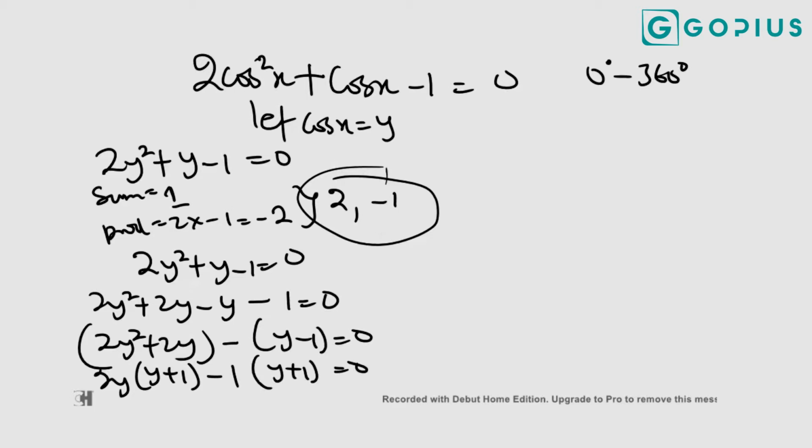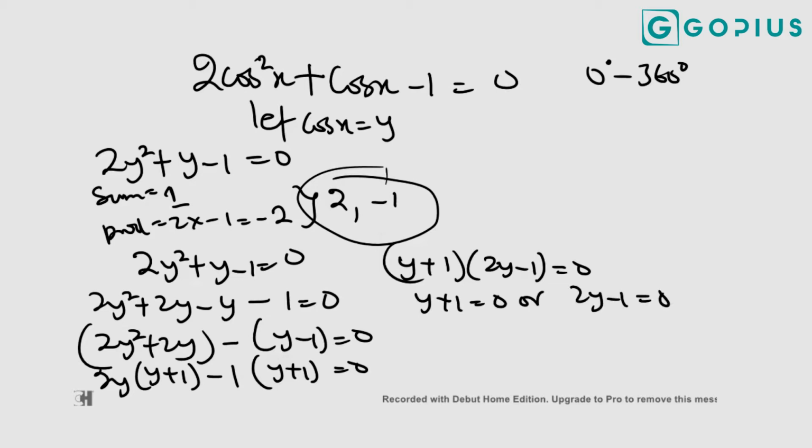Alright, so the 2 factors now, the brackets are the same, we pick 1, y plus 1, and what is outside is 2y minus 1. So y plus 1 equals 0, or 2y minus 1 equals 0. So here y is equal to minus 1, or 2y is equal to 1, making y equal to 1 over 2. So the 2 values we are having for y are minus 1 and 1 over 2. Take note, we said let cos x be equal to y, and the 2 values of y now are minus 1 and 1 over 2.